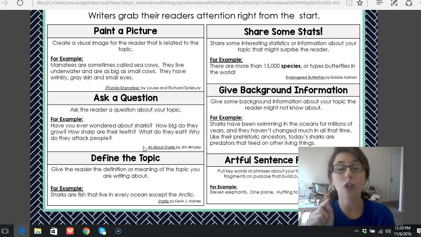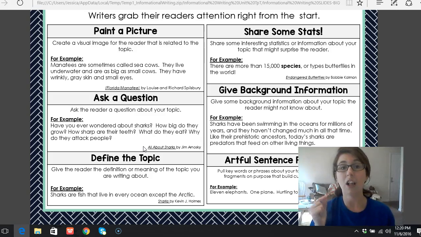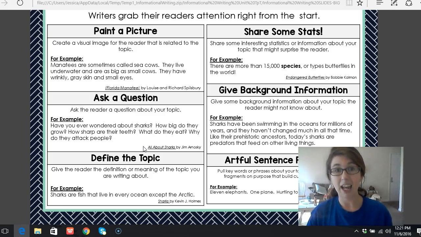The great thing about asking a question, once you've asked the question, the reader is trying to mentally answer it already. And if they don't know the answer, those questions that you've included in your intro, more than likely you'll be answering within your writing. And so it really grabs the reader's attention.